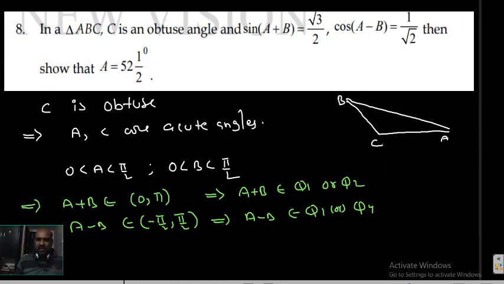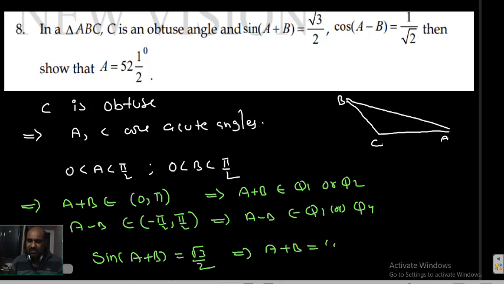Now I want to write. What is given? Sin of A plus B equal to root 3 by 2. So directly from sin of A plus B equal to root 3 by 2, we can't say that A plus B equal to 60 degree. Okay, it may be 180 minus 60 also. What can I say here? A plus B equal to 60 or 180 minus 60, that is 120.